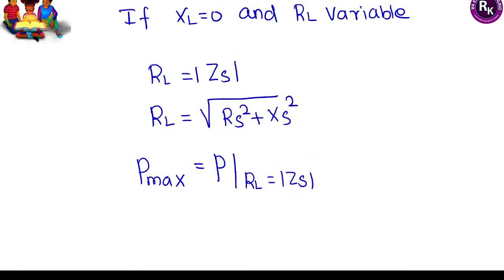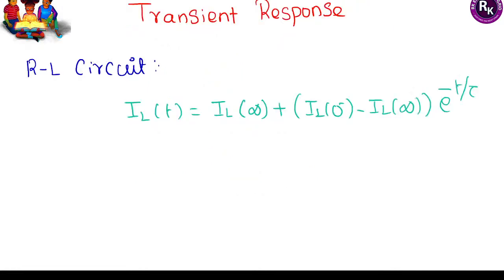Next, suppose the load inductive reactance is zero and only the load resistor is there and it is variable. In that case, this will be the formula to obtain the load resistor. Understood? Yes. Next, let us discuss transient response.